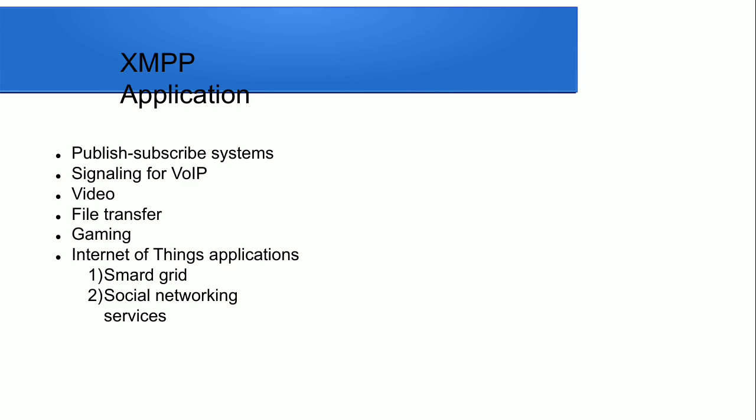Now there are some applications of XMPP, like publish and subscribe systems. Earlier we discussed that the MQTT protocol has the same publish and subscribe feature. It is used for video file transferring, signaling or VOIP, better real-time data, gaming purposes, and also in Internet of Things applications like smart grid and social networking services, in which each node is connected with a server, like a decentralized network system. It provides us real-time data for our IoT concept. Then we use XMPP applications in various fields.